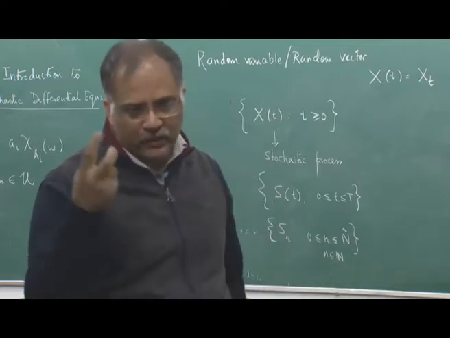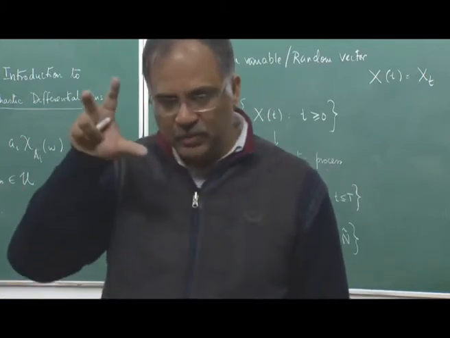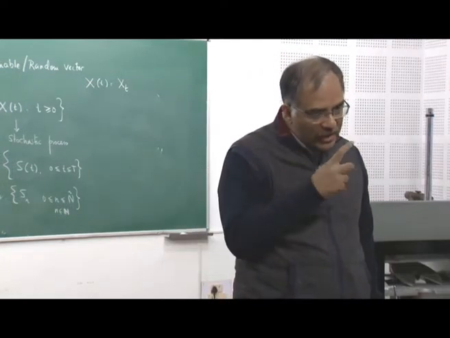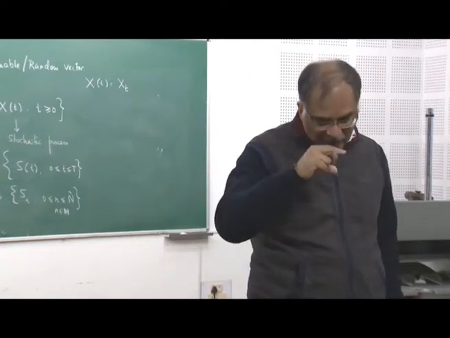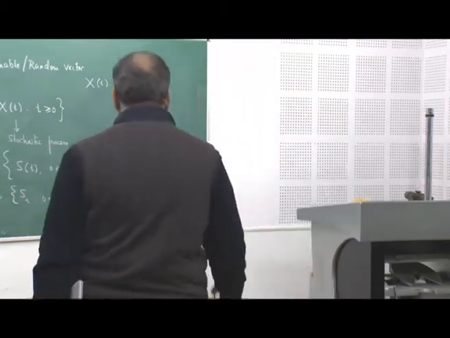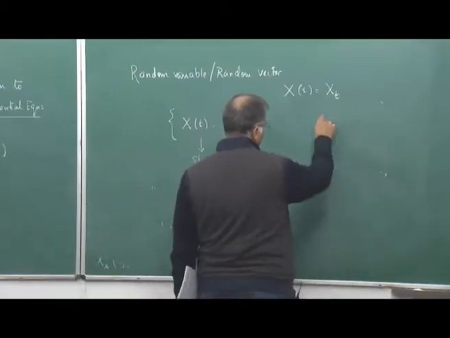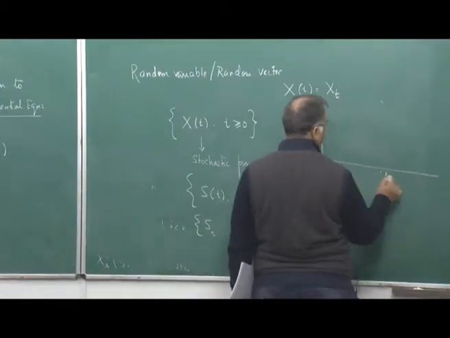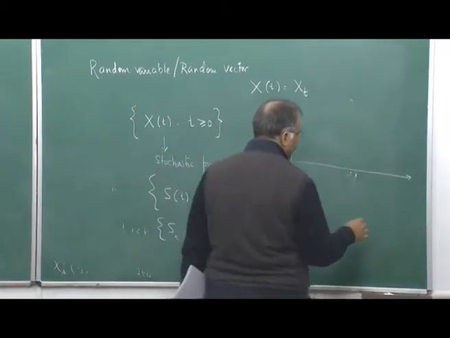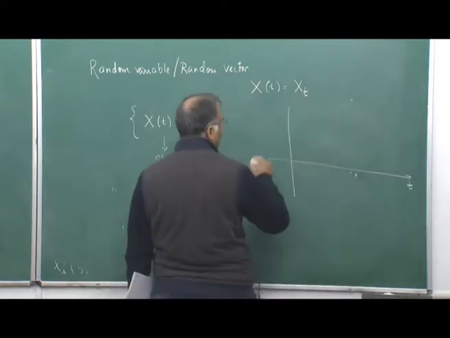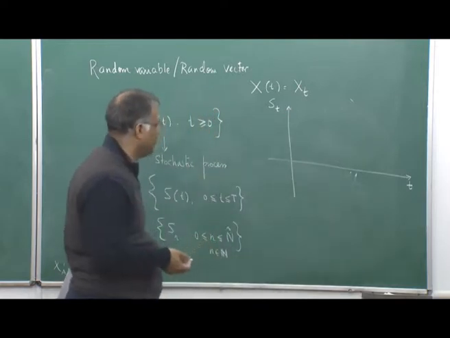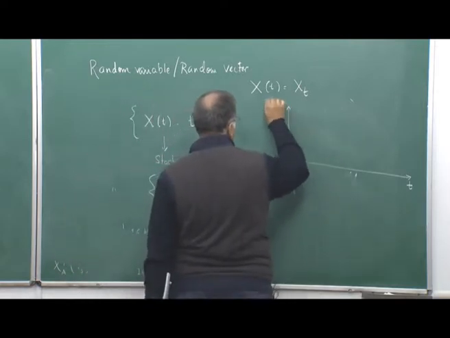So, if you take a fixed omega from the sample space and then calculate that S_t(omega) for every t, for every t there is a different random variable, you press the omega, then what you would get is a sample path of a stochastic process. So, here you have t and here you have say S of t or X of t, does not matter, maybe X of t.